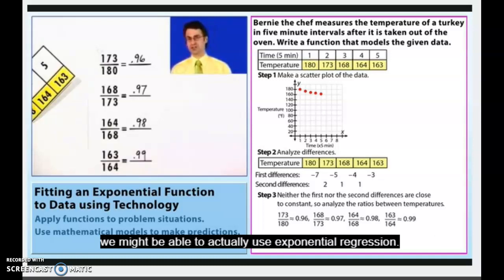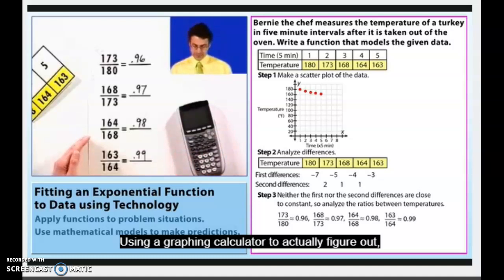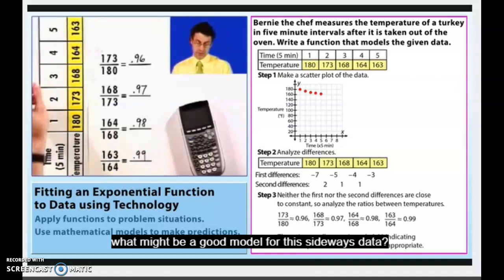And so, since it's close to being a constant, we might be able to use exponential regression on a graphing calculator to figure out what might be a good model for this data.